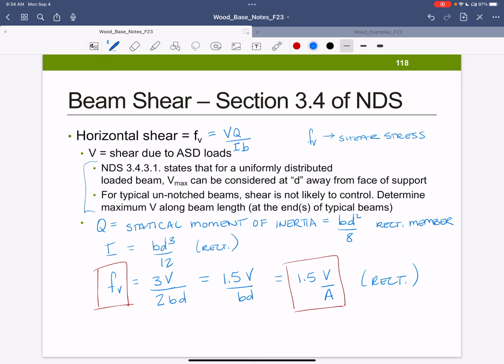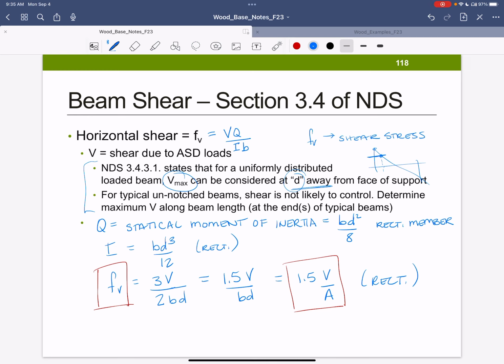So in NDS 3.4.3.1, it says for uniformly distributed load, you can consider the max shear at d away from the face of support. Sounds suspiciously like concrete. Just remember d in concrete is to the bar and this d is the height. Okay, so that's helpful. That means, let's say we have a uniform simply supported beam. Just like in concrete design, I don't have to design for this peak. I can design for the place where I go out the distance d from the support, right? So that makes a lot of sense if you think about what's going on.